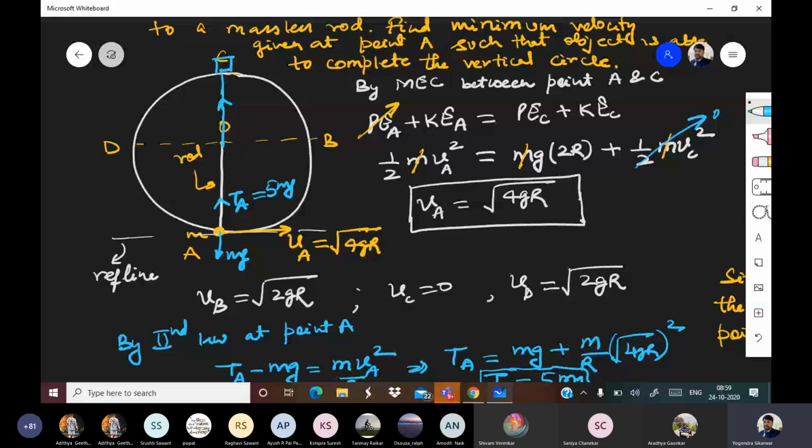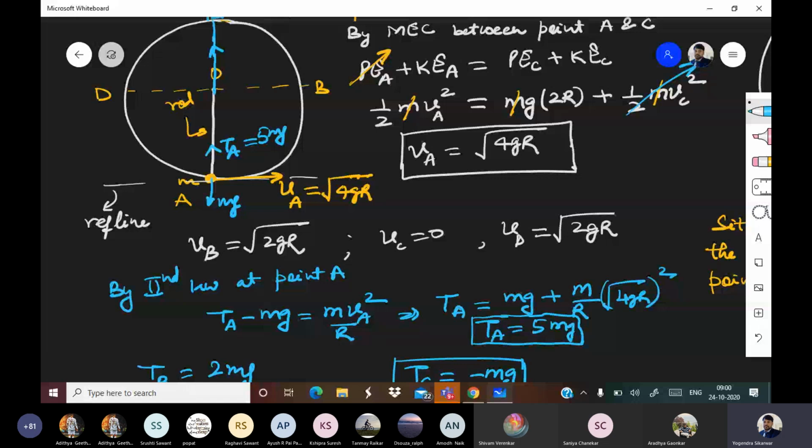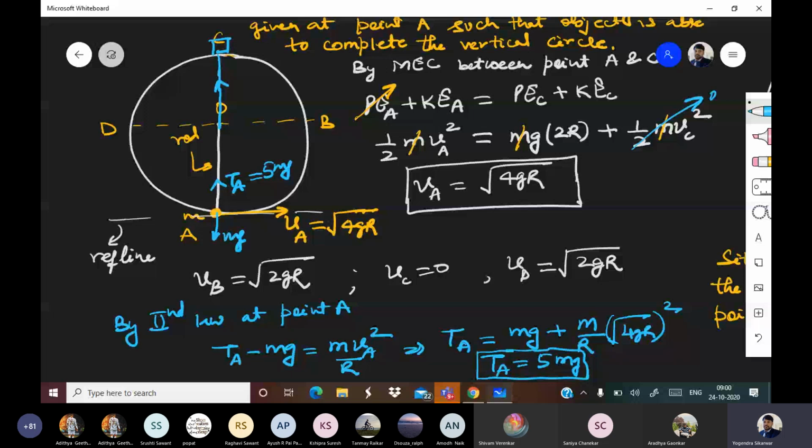Okay. Pay attention, everyone. Basically, when the object cannot leave the vertical circle, like in this condition, the velocity required at the lowest point is root 4 gr. When the object can leave the vertical circle, like when it was connected to a string, then the velocity required at the lowest point is root 5 gr. Right? Good.